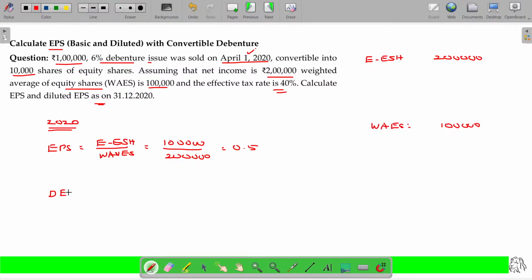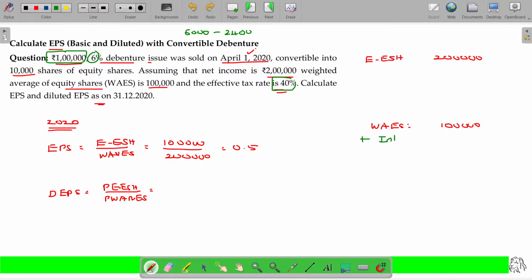What about the diluted EPS? Potential earnings to the equity shareholders divided by potential weighted average number of equity share capital. What about the potential earnings available to the equity shareholders? See here, 1 lakh rupees. Currently we have the debenture paying 6% interest. Because of this, you pay 6,000 rupees in the current year. This 6,000 will reduce your earnings, but interest will be subject to tax rate. So minus 2,400.